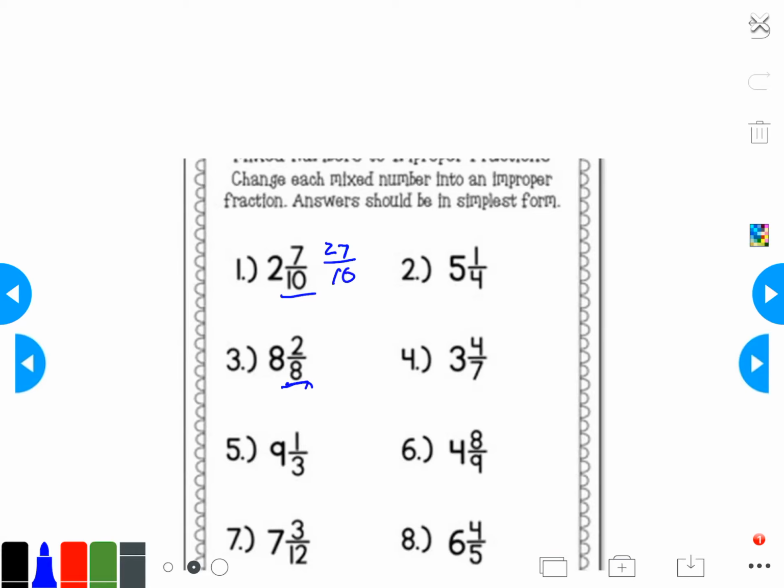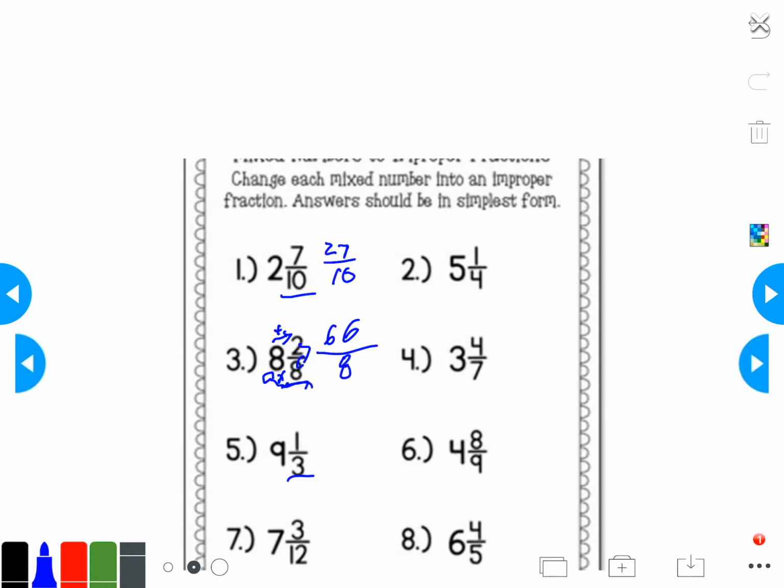Start out with your denominator, multiply it times your whole number. 8 times 8 is 64. Then you add your numerator. Plus 2 is 66. Then you come back and you keep your denominator again, 66 over 8. So 8 and 2/8 converts to 66 over 8.